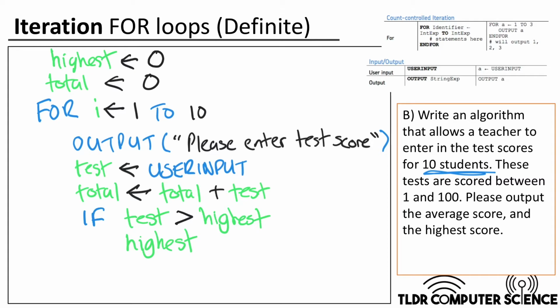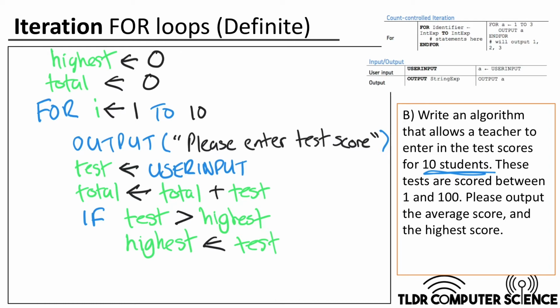becomes that test score. Let's say they input the next test score, and the next test score is 30, and then you look here, see here? So the test score was 30, and you say, is 30 bigger than highest? Highest is now 50, and you'd say 30 is not bigger than 50, so you wouldn't update it.